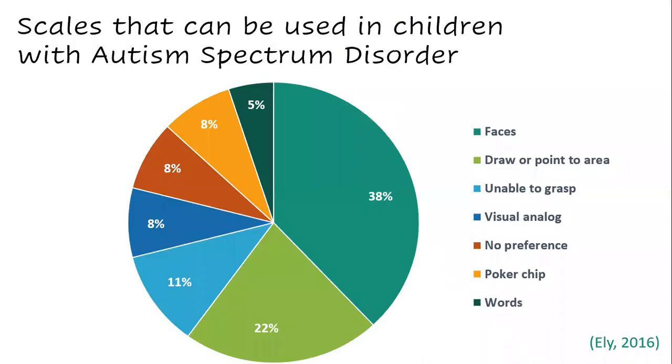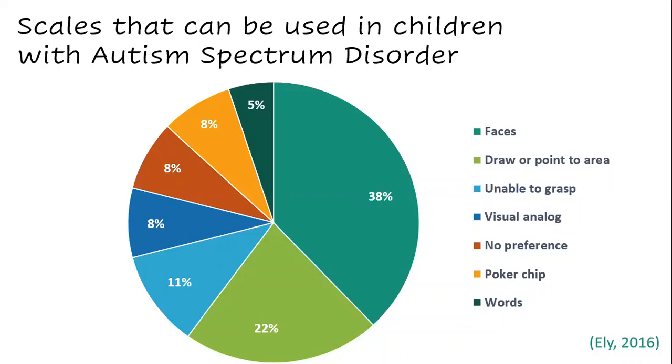People also often think that because children with autism find it difficult to interpret facial expressions, they will also not be able to use a FACES pain scale. However, research by Ellie shows that at least 38% of these children can use a FACES pain scale, but it's obviously to a much lesser extent than other children, and 11% cannot use any scale at all.